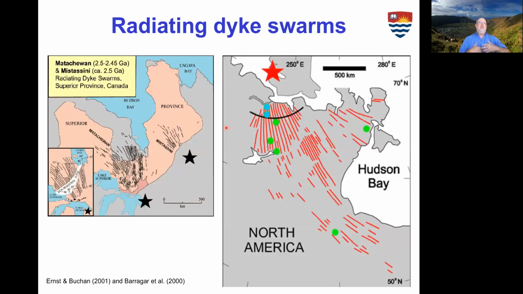Radiating dike swarms. This is some of the best evidence we have for ancient large igneous provinces. A couple of examples here from the Metallogeny swarm and the Mackenzie swarm. The idea being that you get these dike swarms, which are maybe up to 1,000 kilometers long, and you plot back their center points and they fix on a single point, and you can suggest that's the pierce point for the original mantle plume coming up.